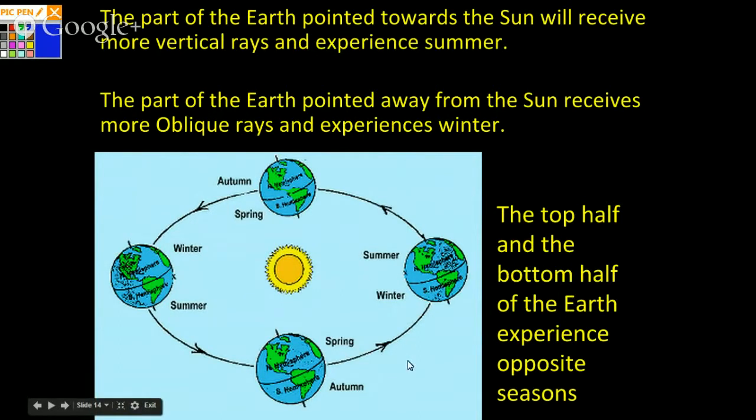And a good point to make while we're back on this slide, notice that the tilt never changes in this picture. It's always pointed, in this case, towards the left, to the left here, to the left here, to the left here. The axis position where it's pointing never changes, but the position of the Earth does change.